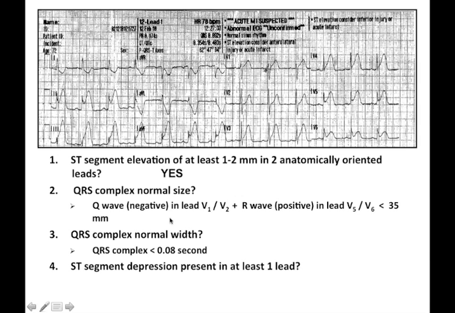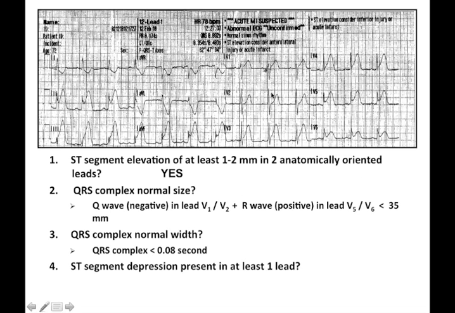The next question, is the QRS complex normal size in lead V1 and or V2 as well as V5 and or V6? Remember, we are looking for the negative part of the QRS complex in V1 or V2 plus the positive part of the QRS complex in lead V5 or V6. If we add these up, they must equal less than 35 millimeters to qualify as normal.